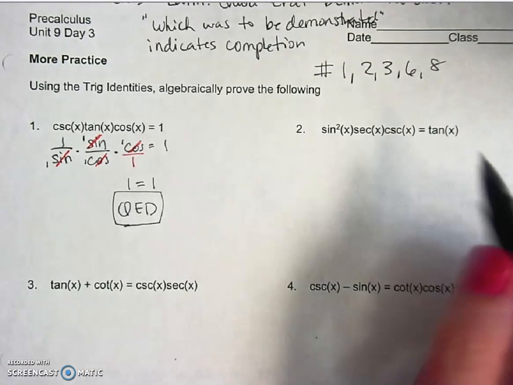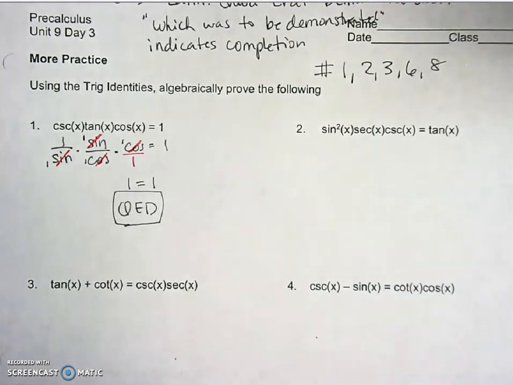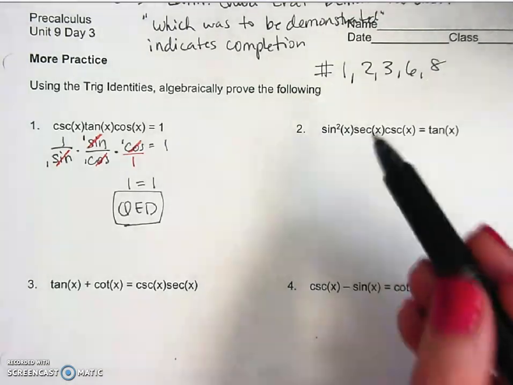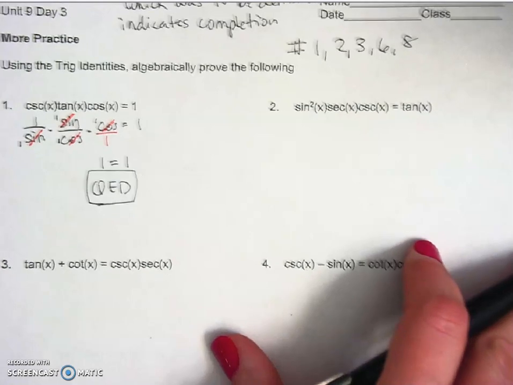All right, I want you to pause the video and try number 2 by yourself using that same approach. Rewrite your trig ratios and see if you can prove somehow that the left side equals the right side. Pause the video and do that now.